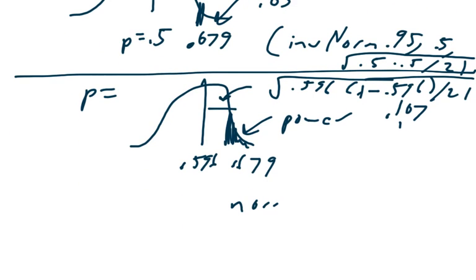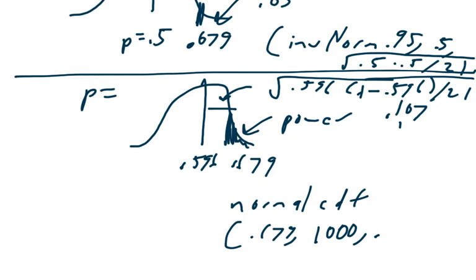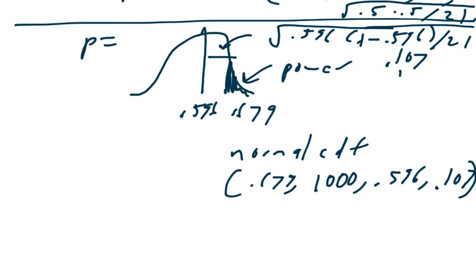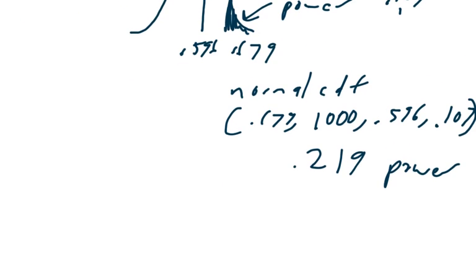So we did normal CDF of 0.679 to a really high number with a mean of 0.596 and a standard deviation of 0.107, which gave us the answer of 0.219 for our power, which means we had a 21.9% chance of getting the alternate hypothesis correct.